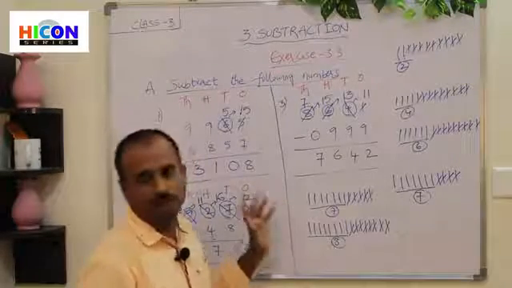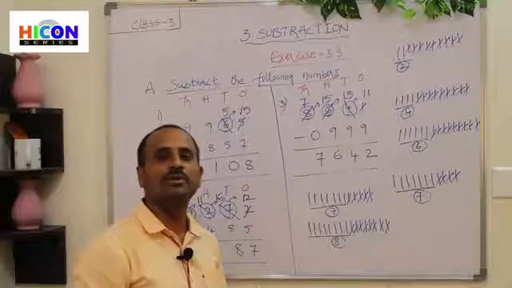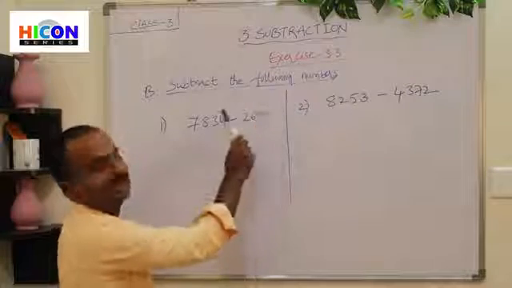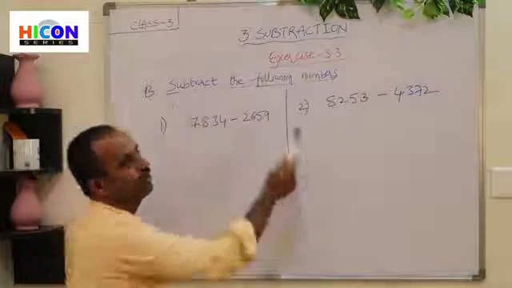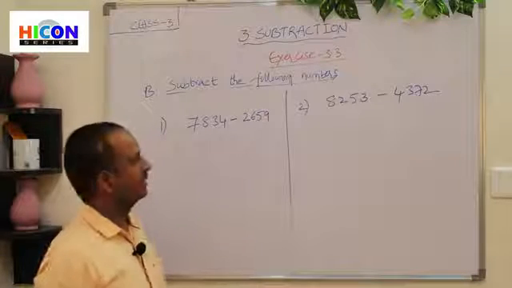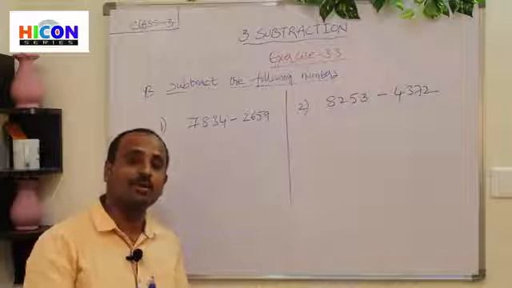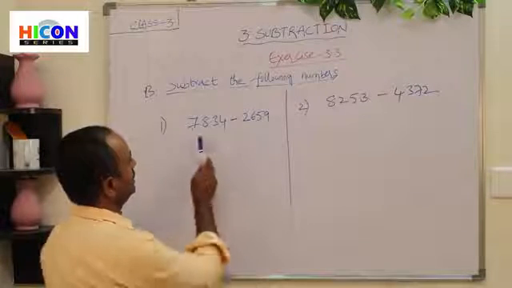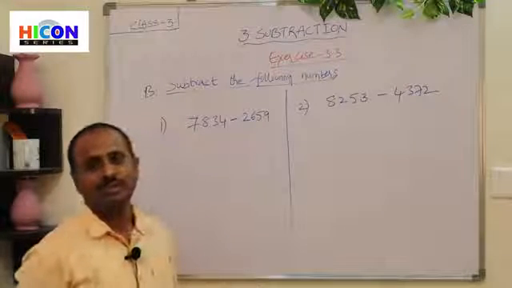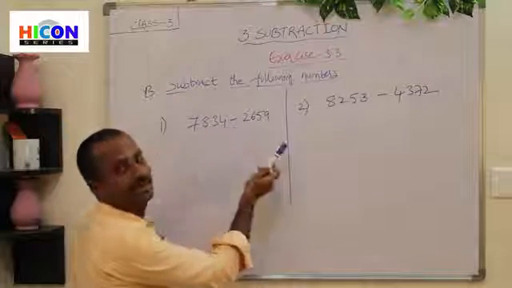So there are some more problems in the exercise, and practice the remaining problems at your home which are in the PDF. Children, the next section in exercise 3.3 is subtract the following numbers. In this section they have given 2 problems. Here the difference is that in the previous section the numbers are given below one another. In this section the 2 numbers are given one beside the other.